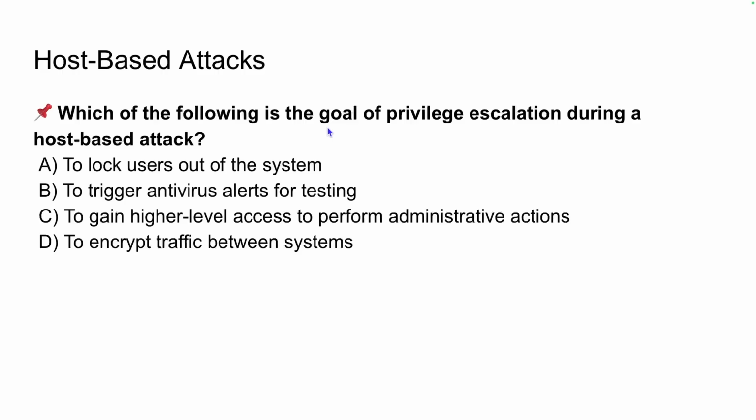Question 1. Which of the following is the goal of privilege escalation during a host-based attack? To lock users out of the system, to trigger antivirus alerts, to gain higher level access to perform administrative actions, to encrypt traffic. Okay, so triggering antivirus alerts is obviously not what we want to do. So that's not the answer. To encrypt traffic between systems is also not the purpose of this. This is more about ransomware. So this is an attack technically, but that's not what we're trying to do here. We're trying to privilege escalate. We're trying to escalate our privileges or get higher level privileges.